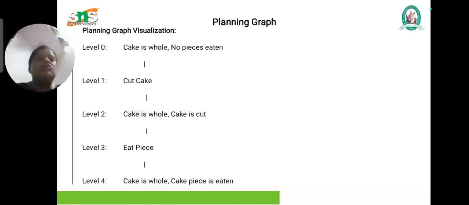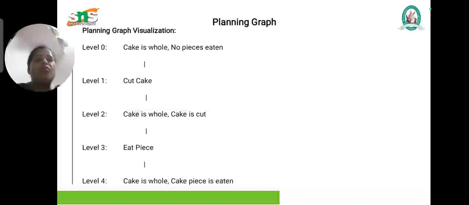So this will show you the planning graph visualization. At level 0, that is the initial state, the cake is whole, no pieces eaten. In level 1, the cake has been cut. In level 2, the cake is whole, the cake is cut. Level 3, after the cake has been cut, we have eaten the piece. Level 4, the cake is whole, cake piece is eaten. So this will be the planning graph visualization.